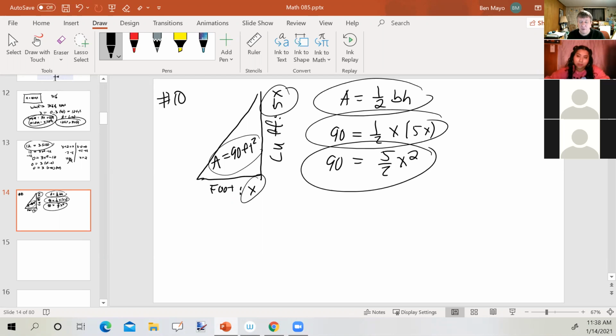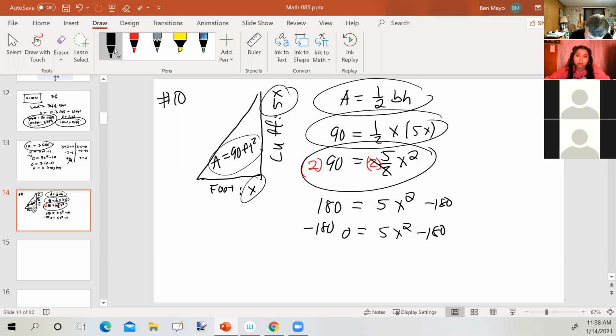Get rid of it. How would you get rid of it? Wouldn't you multiply everything by 2? Absolutely. Good. So that's going to give us 180 equals 5x squared. Okay. Now, I've got a second degree equation. I'm going to put everything on the right. So I get 0 equals 5x squared minus 180.